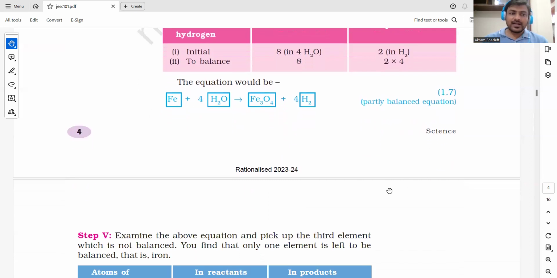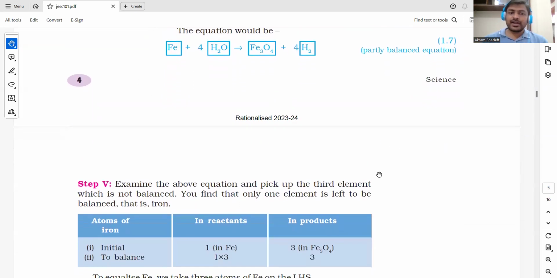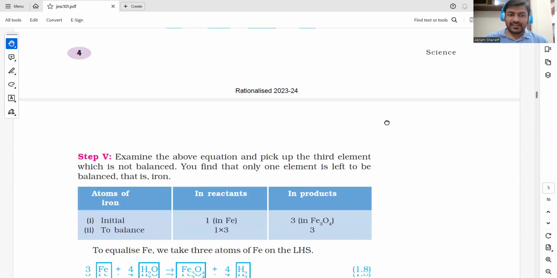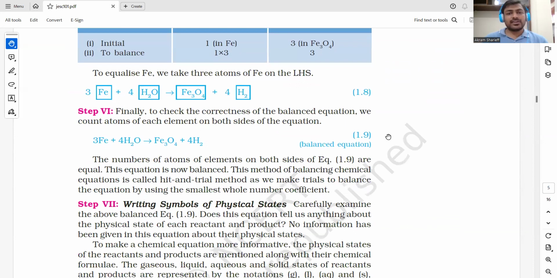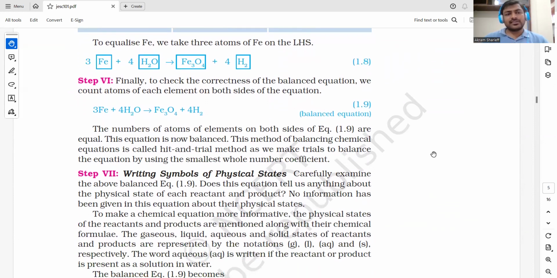Now, clearly, I can see that the number of atoms of iron on the left-hand side is 1, but we have 3 atoms of iron on the right-hand side. So I will put a 3 in front of the iron on the left-hand side. So my final equation will come out as 3Fe plus 4H2O gives rise to Fe3O4 plus 4H2. Then we'll read the last para once. The number of atoms of elements on both sides are equal. This equation is now balanced. This method of balancing is called the hit and trial method, as we make trials to balance the equation by using the smallest whole number coefficient.